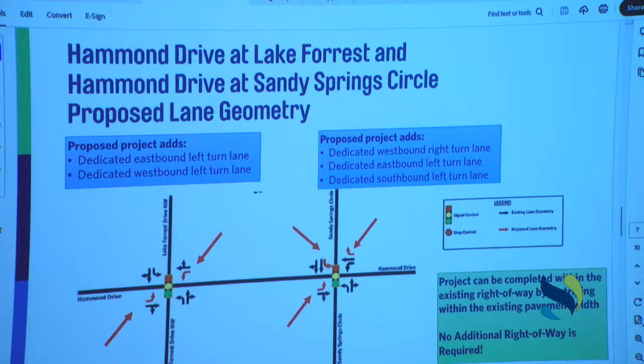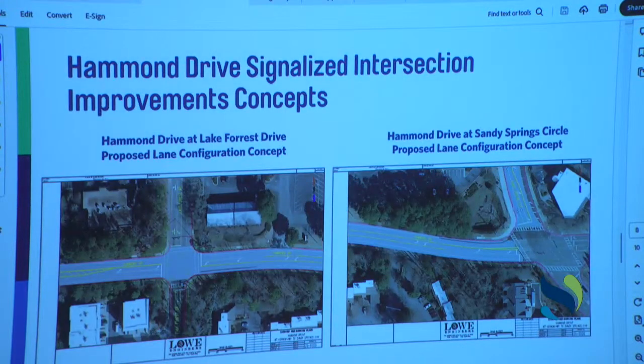At Hammond Drive at Sandy Springs Circle, we actually have the opportunity to carve out a westbound right turn lane as well as a southbound left turn lane and an eastbound left turn lane. And again, the benefit of this project is we can do all of this within the existing right-of-way. No additional right-of-way is required. It really is accommodated through repaving and restriping, which is scheduled. And finally, what does that look like? This is a preliminary concept drawing showing how the roadway width within the curbs is reallocated.